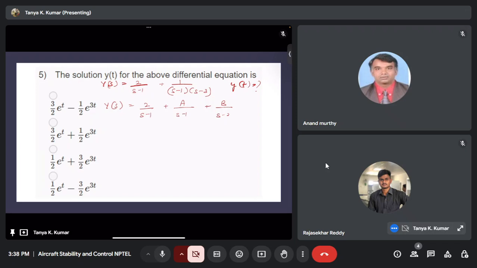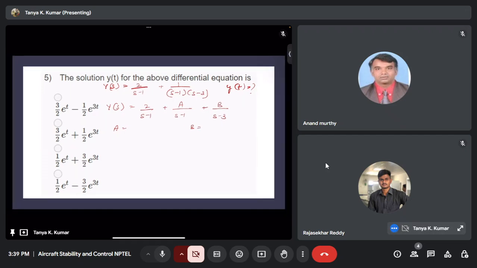Now we have to find out a and b. So you can just take s equals 1, and then for the next case s equals 3, and then you'll be able to find out a and b. So please try doing it, and then we can find it.